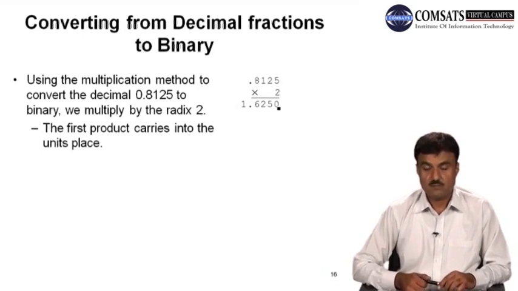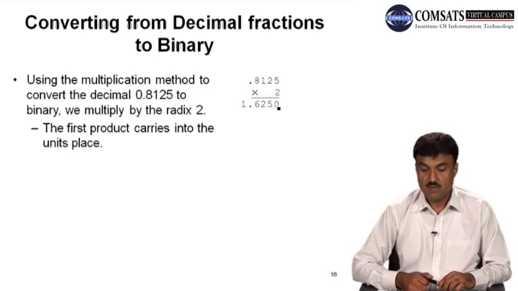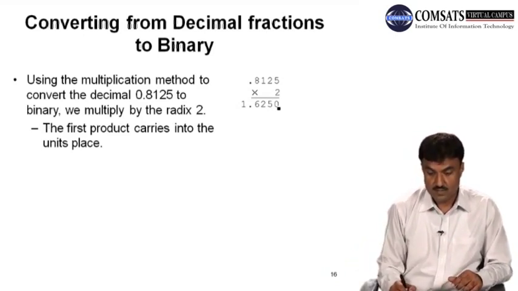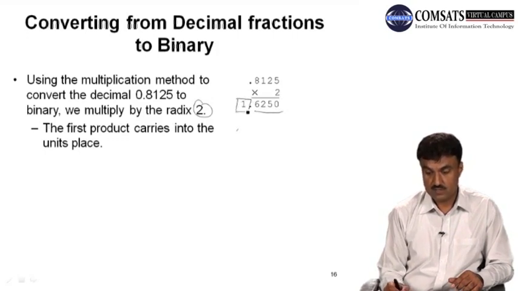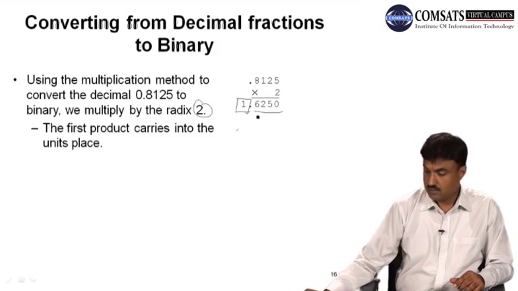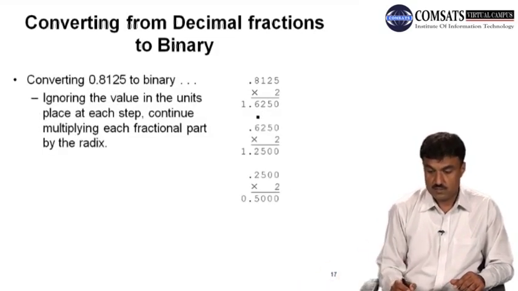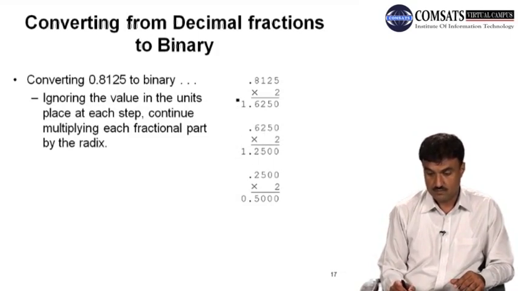So what we do is just multiply. This is called the multiplication method. We multiply with the base, the radix, which is 2. So the first product carries into the unit place. In the unit place we have one, and now we will not consider this one, we'll just keep track of these unit places, and then we continue this process. We multiply 2 with this value, and again we get a unit place.